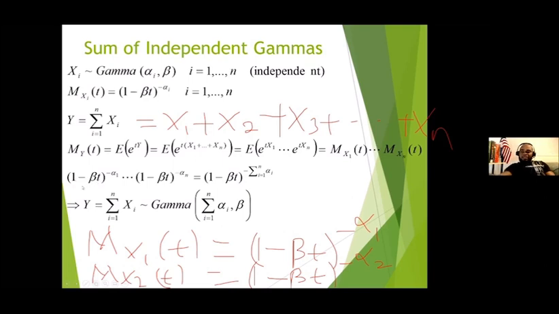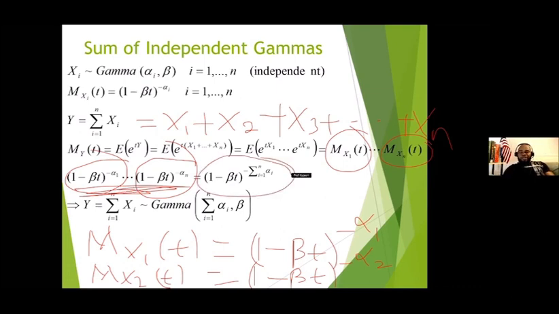Look at that. This is the moment generating function for x1 corresponding to that, until we get to the last one, which is the moment generating function of xn. At the end of the day, when you simplify this, you're going to have (1 - beta t) raised to the power minus the sum of the alphas, alpha 1 plus alpha 2 up to alpha n.